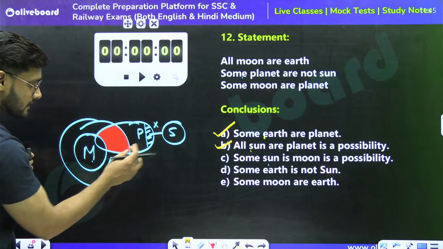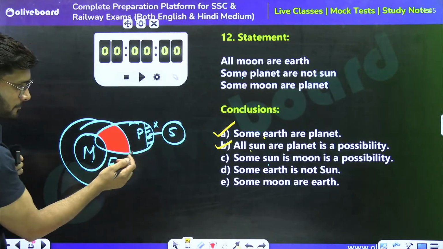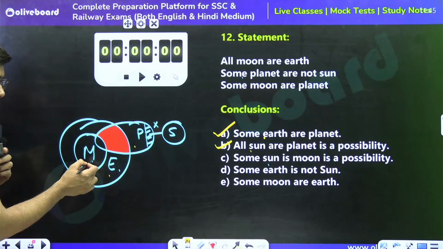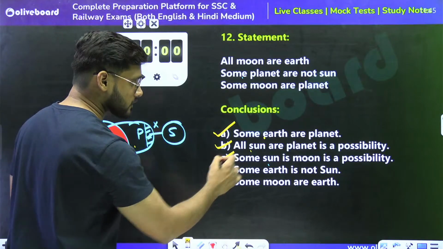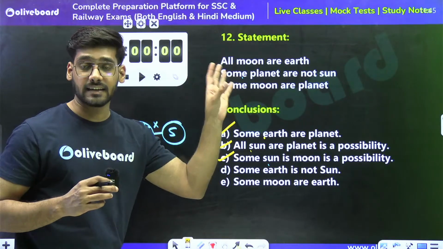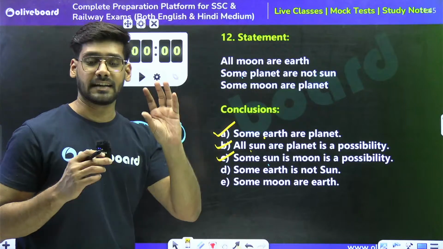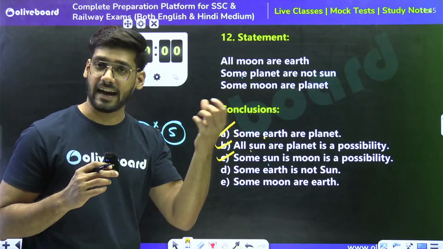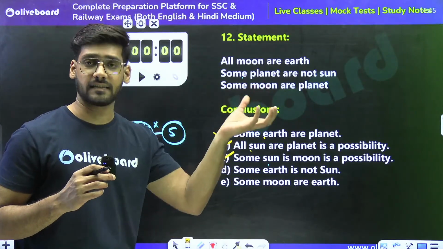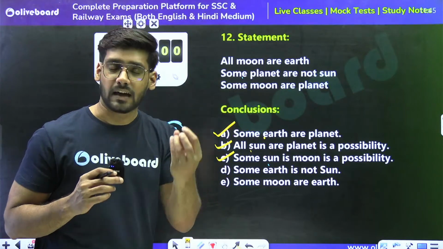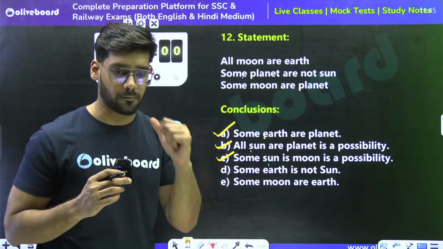Sun is sun, the relation of sun can be possible with planet, with earth, with moon, with all. So C is also right, because there is nothing given between sun and moon. Neither negative nor positive. So if there is nothing given between two things, we can make any possibility.